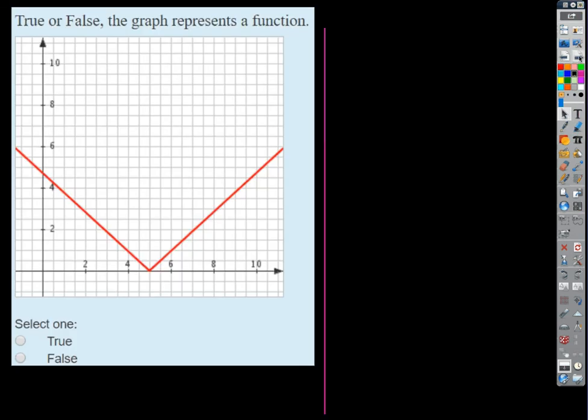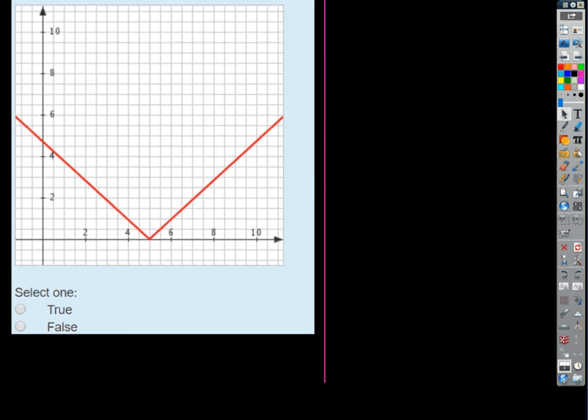And you tell me, is that a function? Yes. It is, right? Because if I grab this vertical line and drag it across, does it ever intersect the function in more than one place? No. We call that the vertical line test. Remember that from Algebra 1?